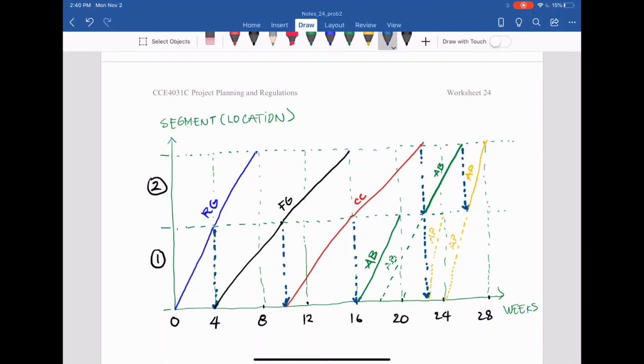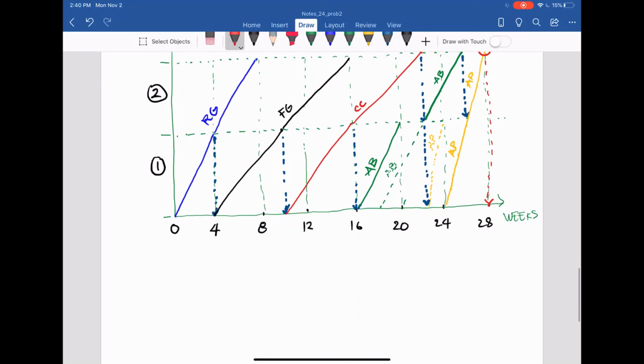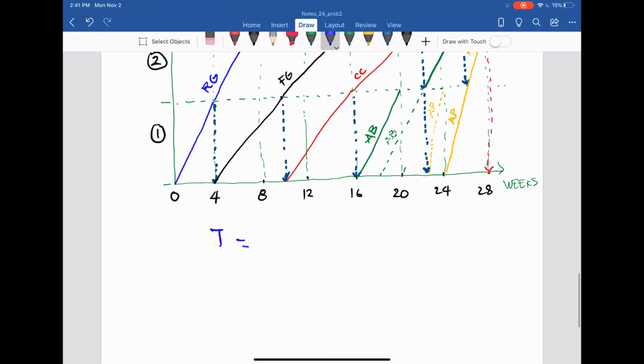And if you want to do continuous, then of course we will follow this route. We will follow this route and do the pavement for the whole thing. Then it starts at week 24 and finishes at week 28. So regardless of how you change segment 1, delay or start as early as possible, you can see the total duration for this project is here, which is 28 weeks.